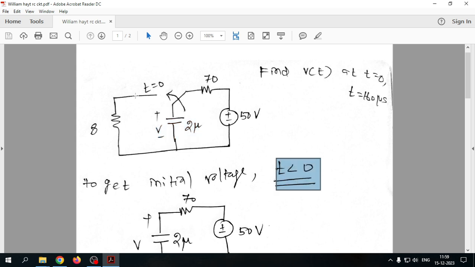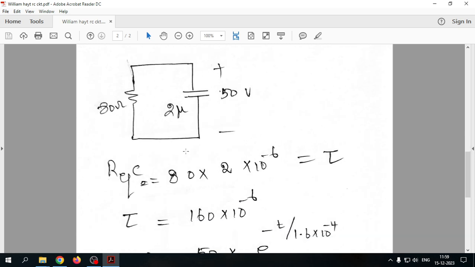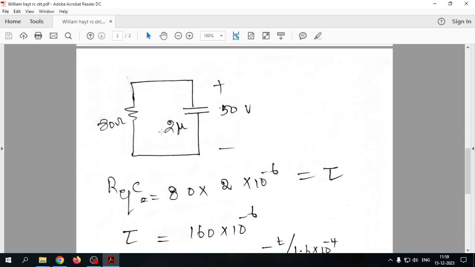That is the initial voltage present in the capacitor before the switch moves from here to here. For t less than 0, the voltage across the capacitor is 50 volt, and after moving the switch at t equal to 0, how does the discharge happen and what is the actual value at 160 microseconds? When the switch is moved here at t equal to 0, this will be the circuit available, because this will be an open circuit. So we have only 80 ohm and 2 microfarad for finding the rate at which the stored energy of 50 volt discharges.